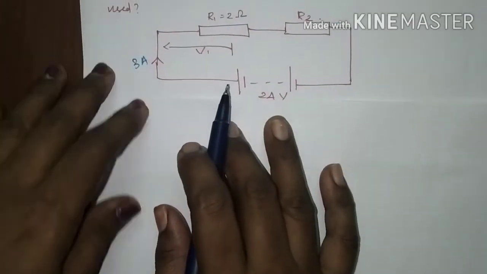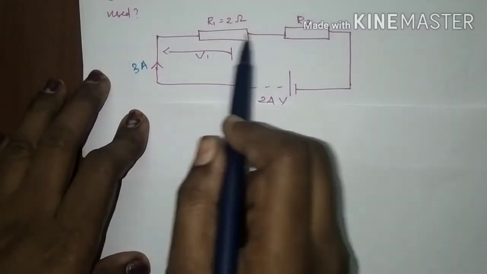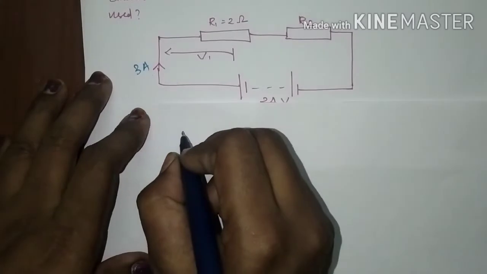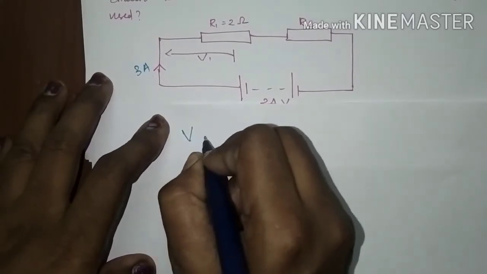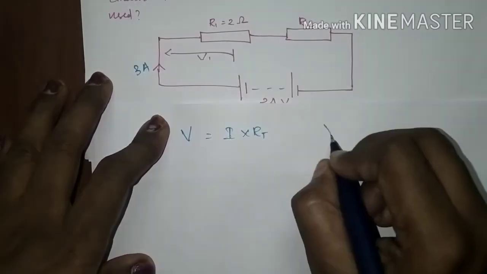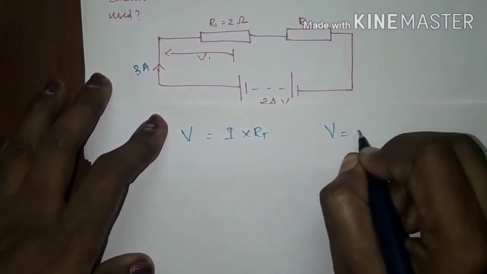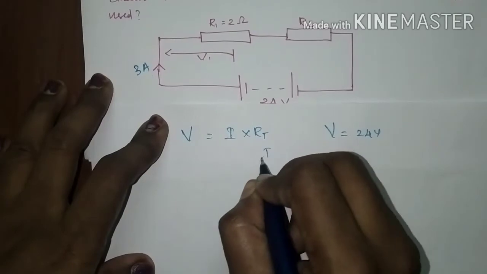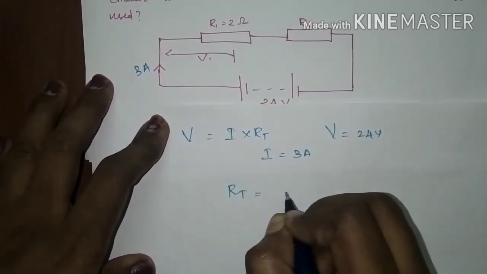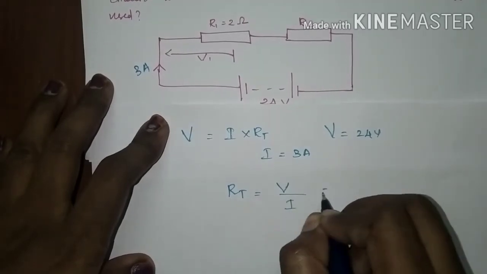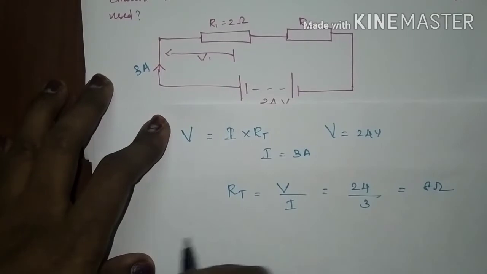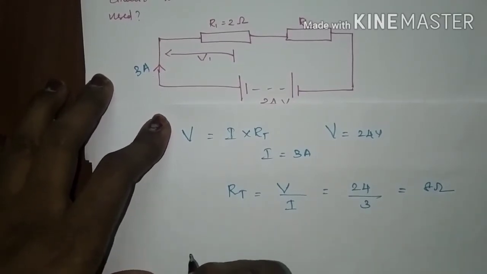So this is the circuit diagram, 24 volts and the resistors connected. Assume any one of the resistors has 2 ohms. Now according to Ohm's law, the supplied total voltage is given by the total current flowing through the circuit times the total resistance present in the circuit. They have given the supplied voltage as 24 volt and the current flowing through the circuit as 3 ampere. So we can find the total resistance, right? V divided by I, 24 divided by 3, is 8 ohms. So the total resistance is 8 ohms.